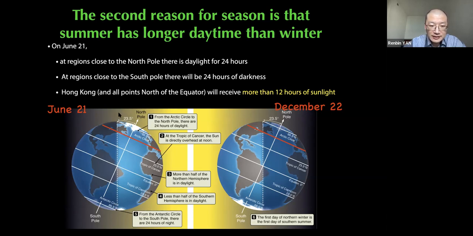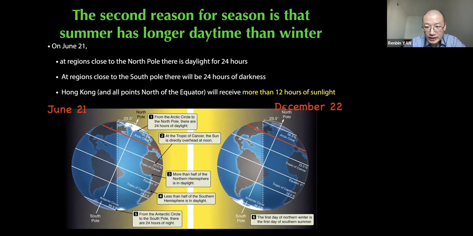And because this whole half is bright, if we are at the Tropic of Cancer, at 23.5 degrees northern latitude, then we would spend more than 12 hours. You can see that for this line, more than half of it is on the day side. And this means that we would spend more than 12 hours on the sunny side, on the bright side, so that we have more than 12 hours of sunshine.